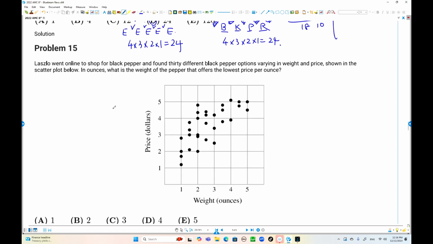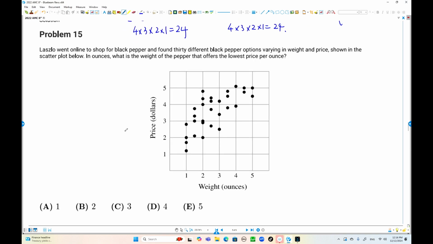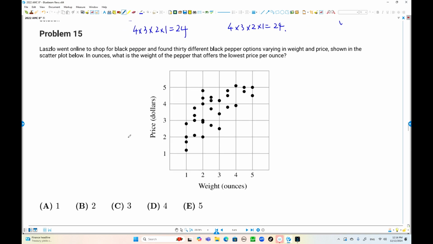Number 15: we have different black paper options varying in weight and price. This is the price. If we have this one, 1 ounce is what? The price is a little greater than $1. Okay, this is 2 ounces. Maybe if it is $1 to 1 ounce, $2 to 1 ounce is what? $1 to 1 ounce, the same number, right? Maybe you can make the line. They are equal.